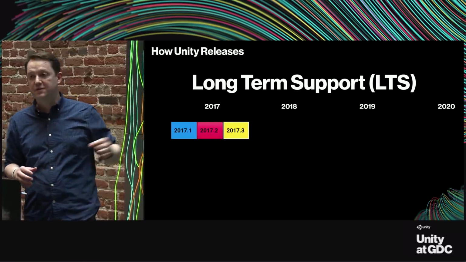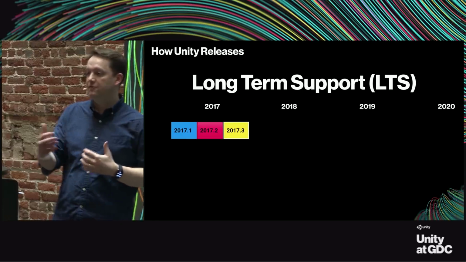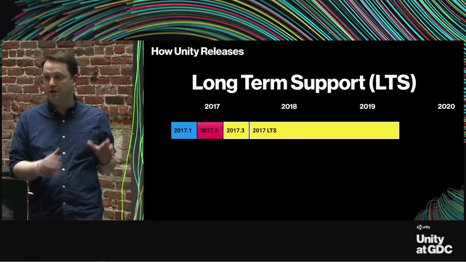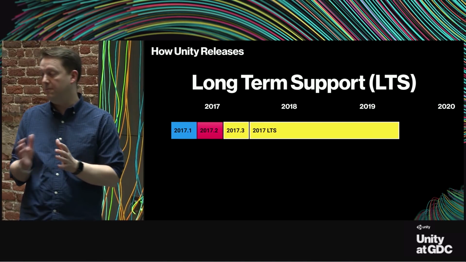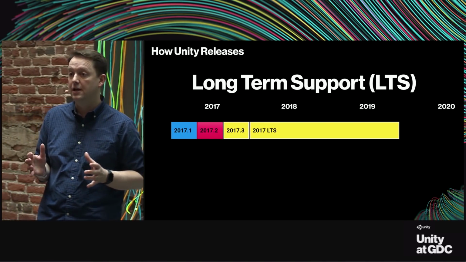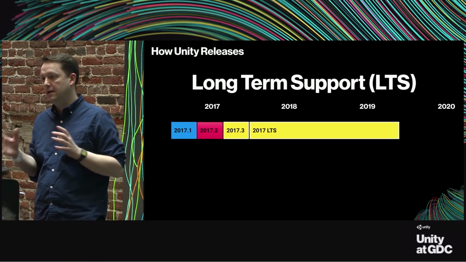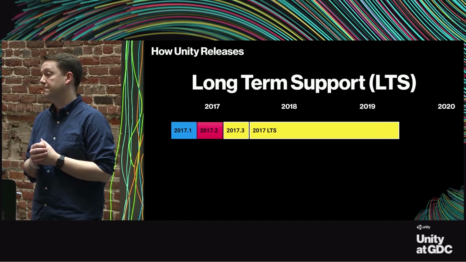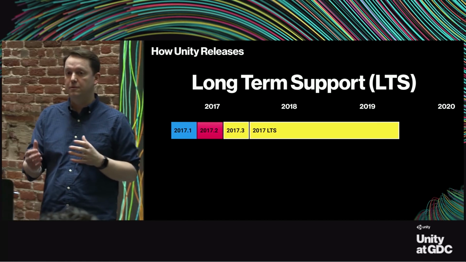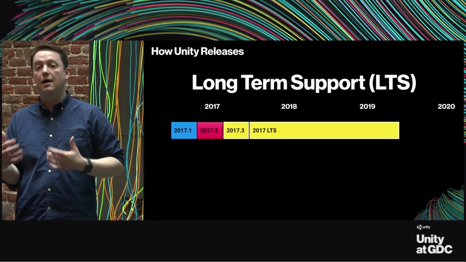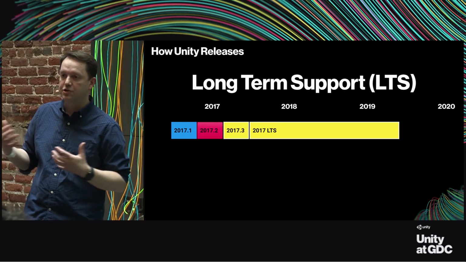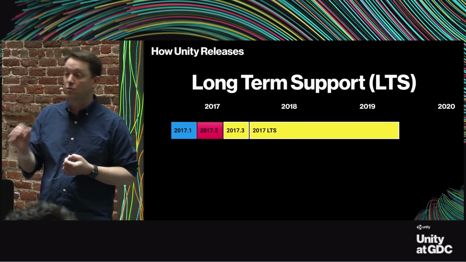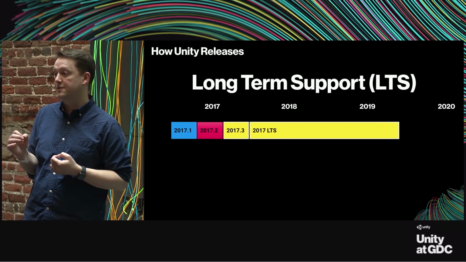So in 2017, we shipped our 17.1, 17.2, and 17.3 releases. What's going to happen is we're going to take our 17.3 release, and this will become a long-term supported version of Unity that we're committed to maintaining with critical patches and bug fixes for two years. We'll also take any platform changes, any major changes to the platform ecosystem, and make sure they're supported. The key thing is we're not adding new functionality into this.